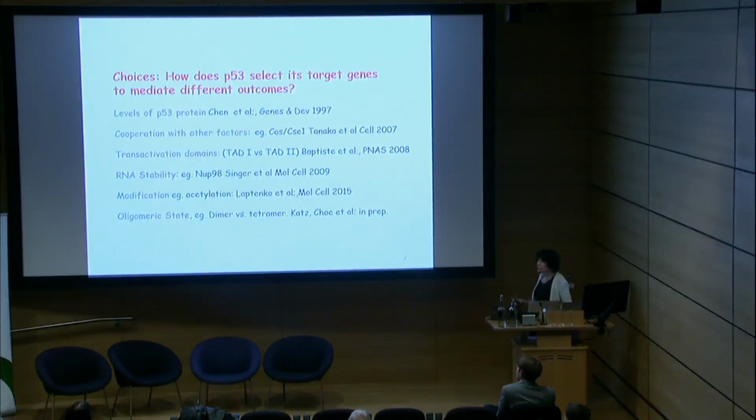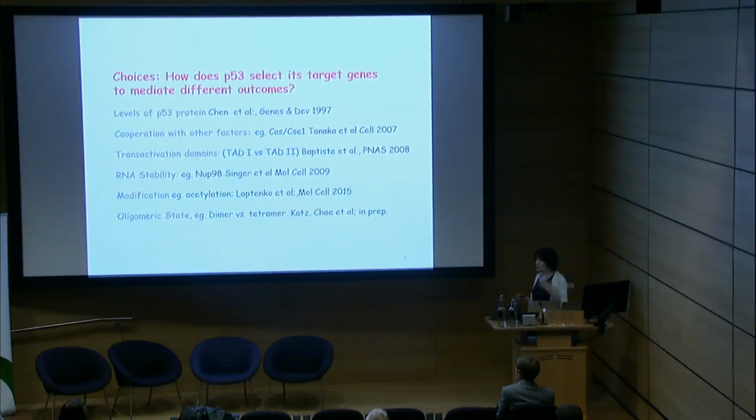The levels of the protein themselves can determine whether a cell is going to die or arrest. High levels of the protein are more likely to induce cell death than low levels of the protein. P53 cooperates with many different factors. We discovered Cas-CSA1 many years ago. P53 has two, possibly three, transcriptional activation domains, and they function to differentially regulate many genes. TAD1 is the most important one. We've discovered a protein that's actually part of the nucleoporin complex that regulates messenger RNA stability that cooperates with P53.